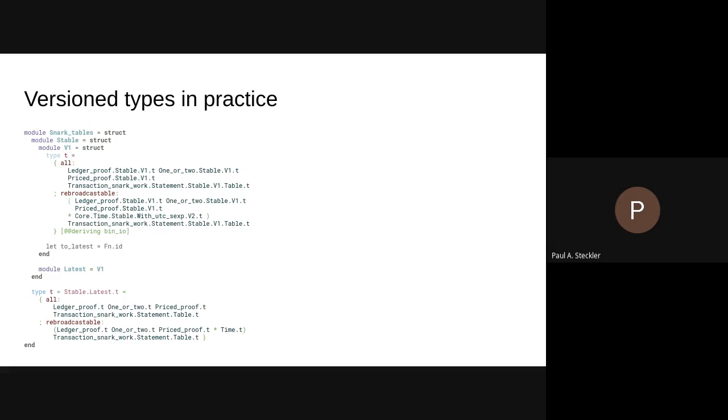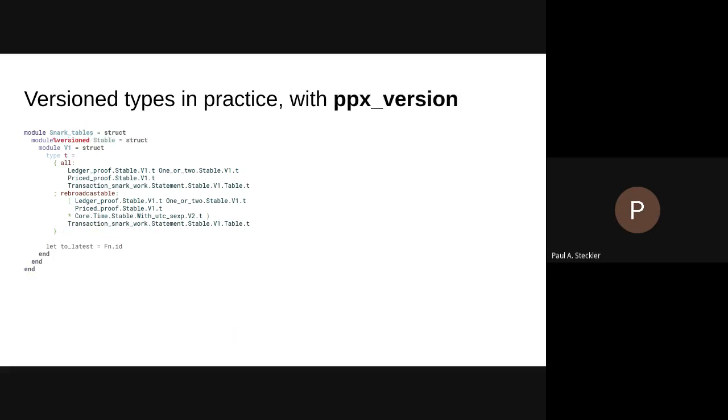And I should also say, in the original type, we have the deriver bin_io, which derives serializers, but we don't have to mention that when we add this version annotation on the module.